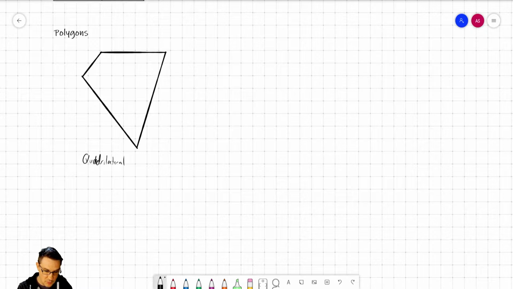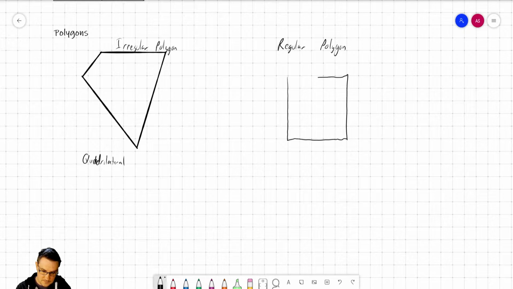this would be an example of what's called an irregular polygon. An irregular polygon has sides that are not equal and angles that are not equal. The alternative is a regular polygon, and an example of this is something like a square, where, as a result, it has four sides which are equal and four angles which are equal as well. We could indicate this by putting markers on each of the sides and also incorporating right angle marks, because squares have right angles. And so this is an example of a regular polygon.